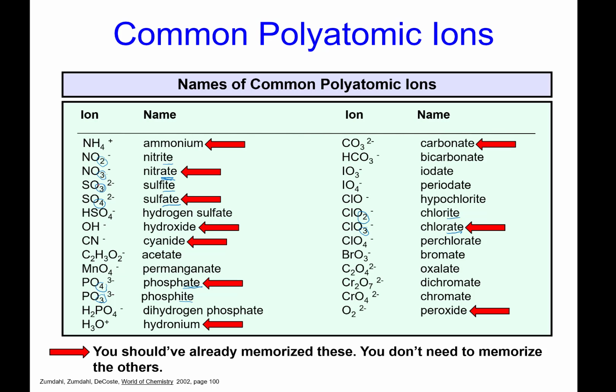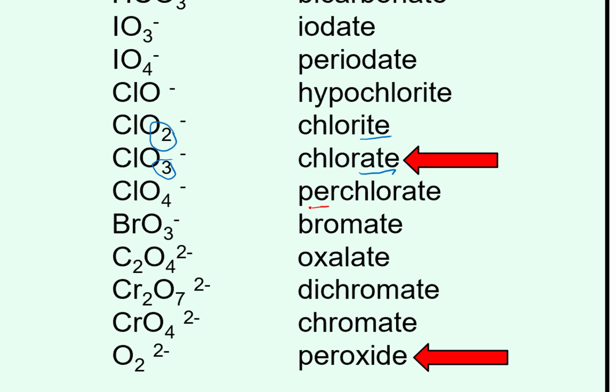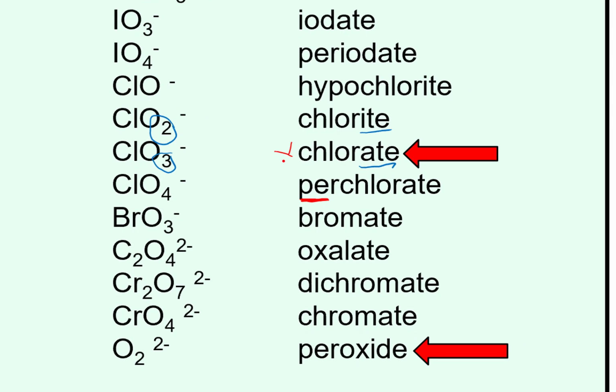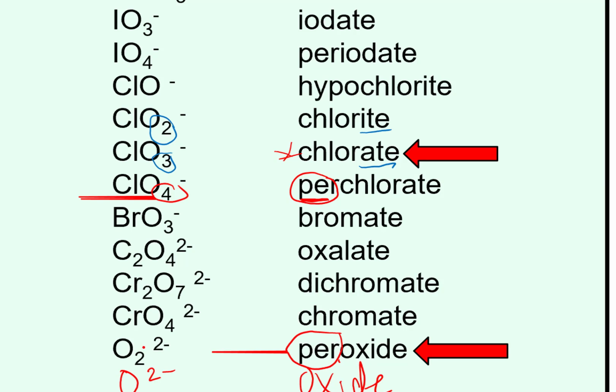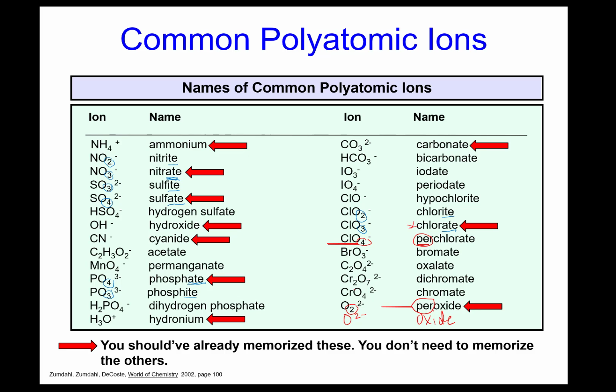Another pattern I want you to notice is the prefix per. If you look at chlorate, it's ClO3-. Perchlorate is ClO4-. So when there's a per, there's one more oxygen. Another example, if I were to put oxide up here, oxide has one oxygen atom, but peroxide has two. So those are some of the patterns I want you to notice, and they'll help you as you talk about polyatomic ions and try and figure out what their formulas are.